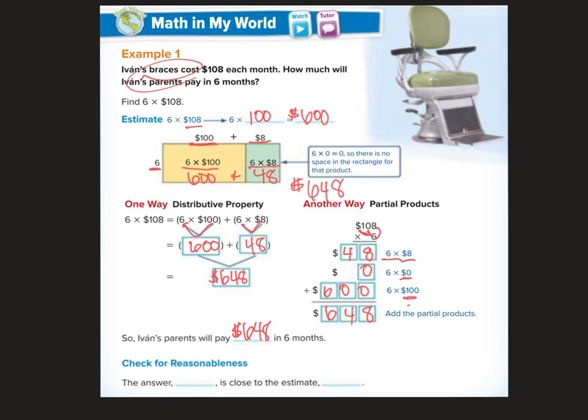Braces are very expensive. Check for reasonableness. The answer, $648, is close to our estimate of $600. Yeah, they are pretty close. Are they exact? No, but they're near each other, so we know we probably did things right.